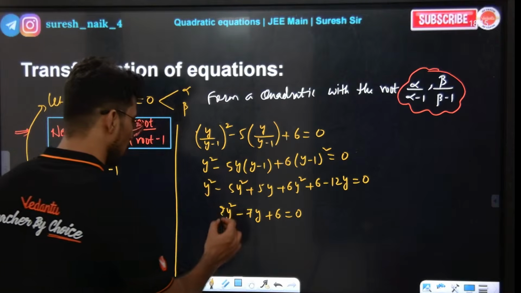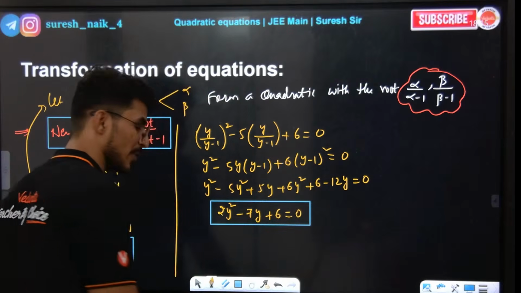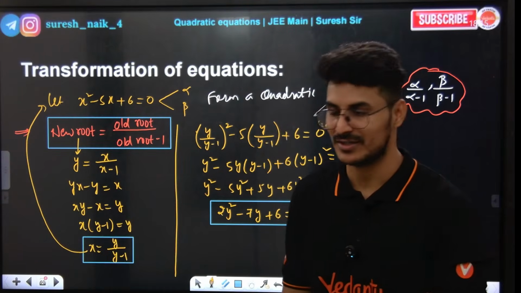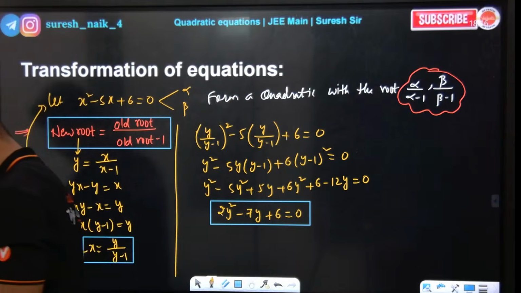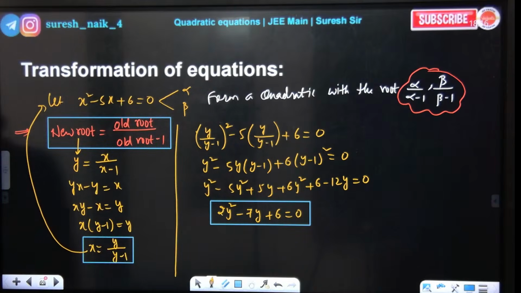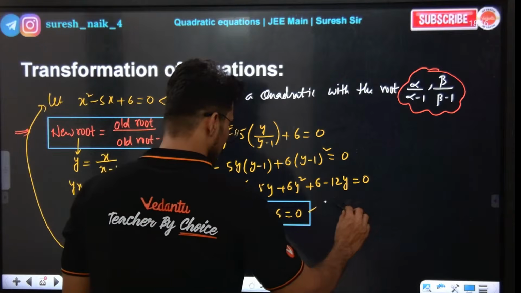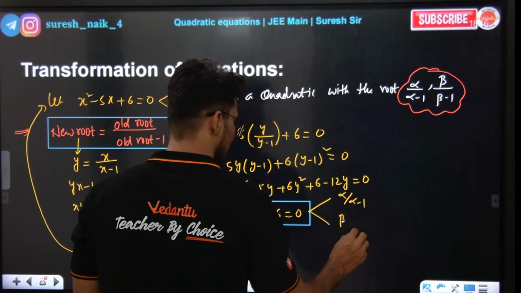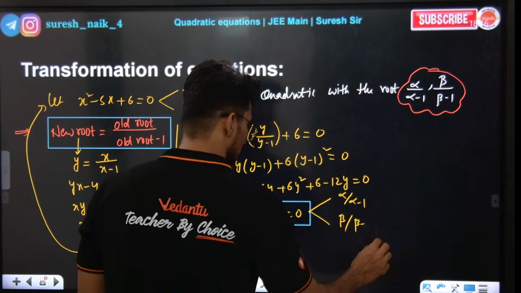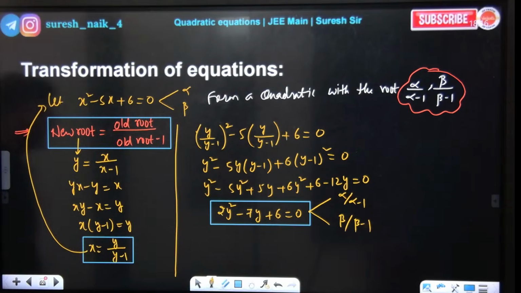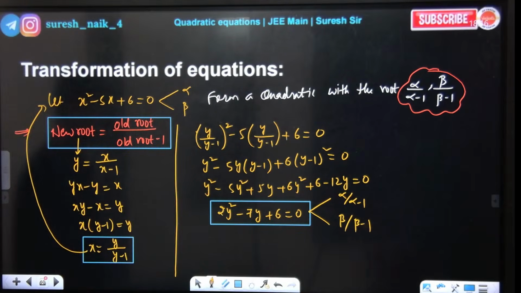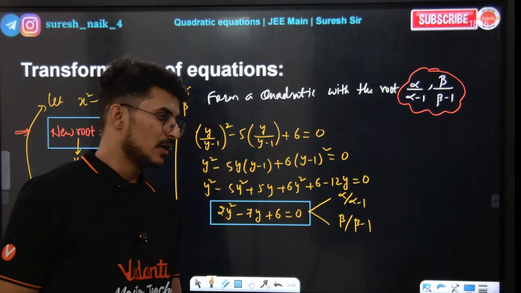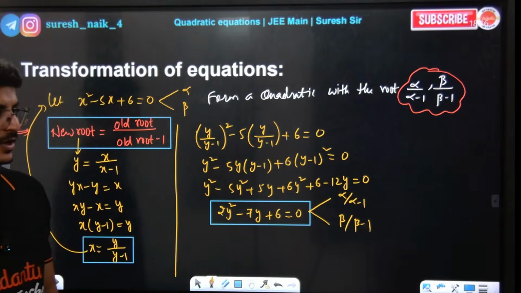So this is the newly transformed quadratic equation in terms of y, in terms of new root. புரியுதா? In terms of new root. புரியுதா இல்லையா? சொல்லணும், make it fast. Okay வா? So this will be having two roots. What are the roots? Alpha by alpha minus 1, beta by beta minus 1. Your roots are alpha by alpha minus 1, beta by beta minus 1. Okay, புரியுதா?